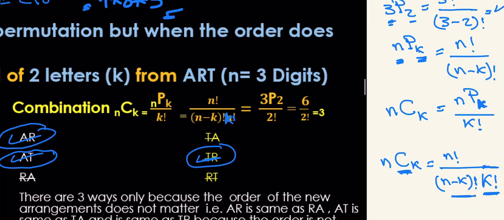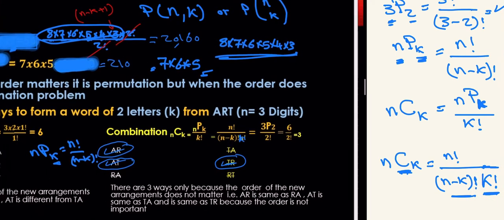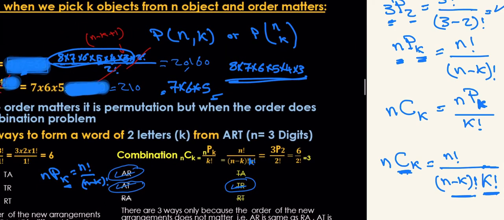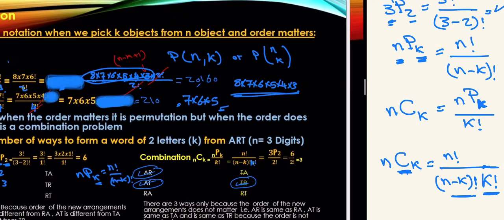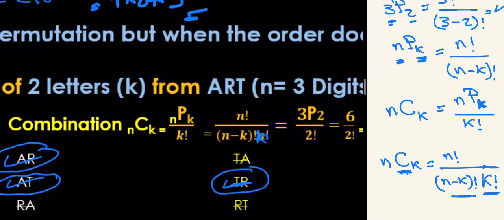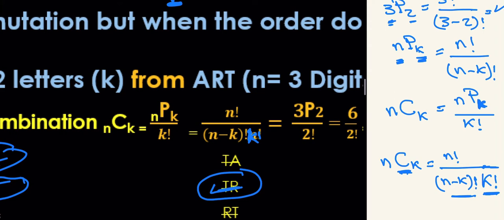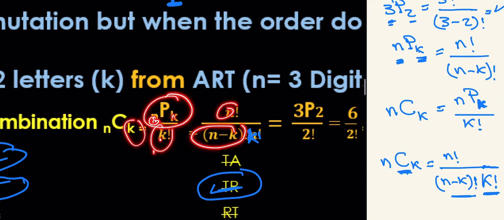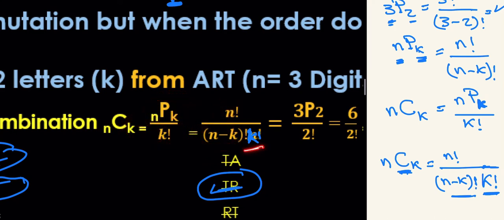This is the combination formula. We'll come to it in detail with examples as well. I hope it's clear. So this is the formula for combination: nCk equals nPk divided by k factorial. And nPk equals n factorial divided by (n minus k) factorial.